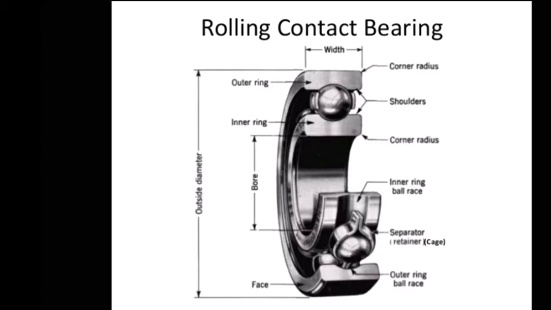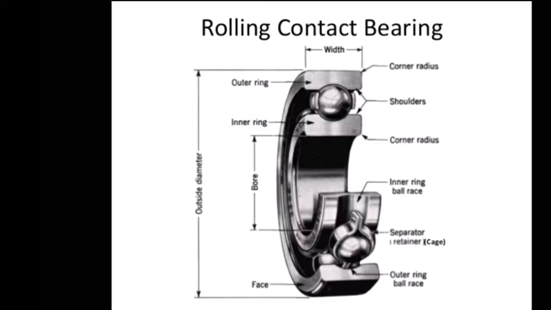If we look at this diagram, here we have one outer ring and one inner ring. Between the outer and inner ring we have balls. This one is the outer ring ball race and this one is the inner ring ball race. Between the inner ring and outer ring of the ball race we have a separator. It is called a retainer or casing. So this is about the arrangement of balls and rollers between the journal and the bearing.